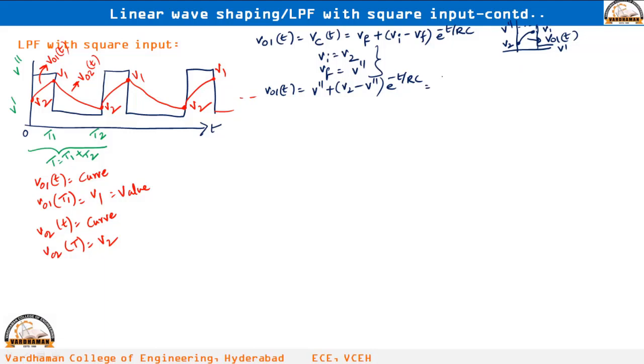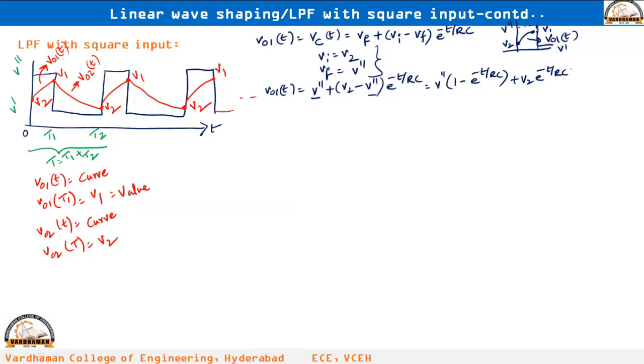Now I am rewriting this by taking V double dash common. So V double dash is available here, here also it is available. From the first term we will get 1, from the second term we will get minus e power minus t by RC. The remaining V2 term is there, so V2 into e power minus t by RC.